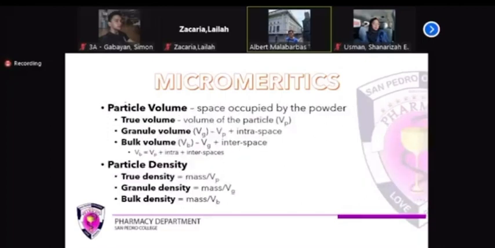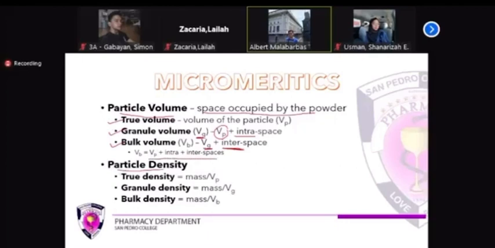Okay, next, we have the concepts of particle volume and particle density under micromeritics. Particle volume refers to the space occupied by the powder. There are three types: true volume, granule volume, and bulk volume. True volume is the volume occupied by the particle. Granule volume, Vg, is the true volume plus the intra spaces. Bulk volume is the granule volume plus the interspaces. So, true volume plus intra plus inter gives the bulk volume.